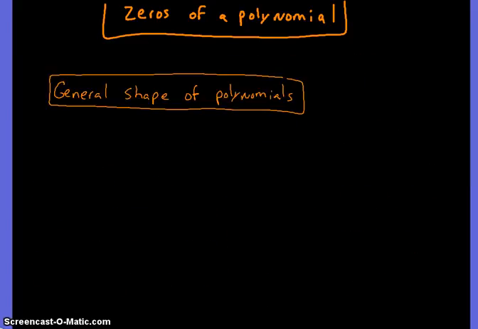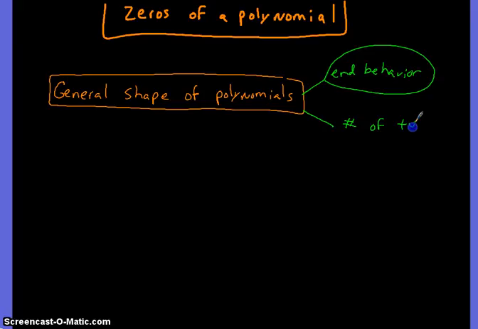The general shape of a polynomial. There's 2 ways we describe the general shape of a polynomial. We describe it by its end behavior. That's talking about what happens as one end goes to the left and one end goes to the right. We also describe it by its number of turns. Those are all the maxes and mins, all those hills and valleys that the graph actually has.